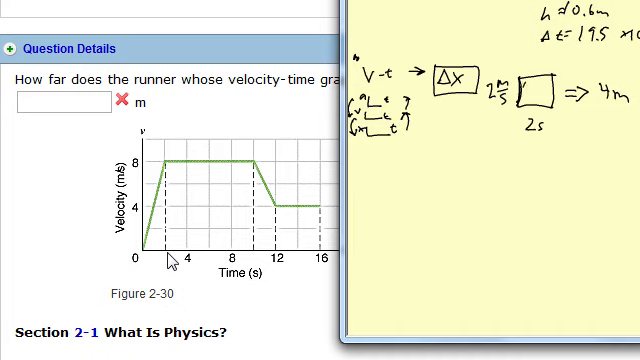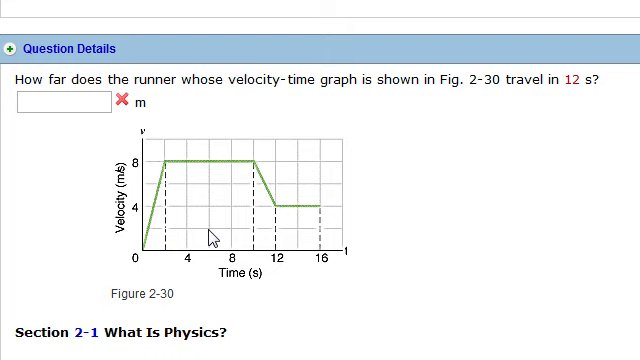This is the area of this square right here. So what you can do is actually you can just count the number of squares and then multiply that by 4 to find your total distance traveled in meters.